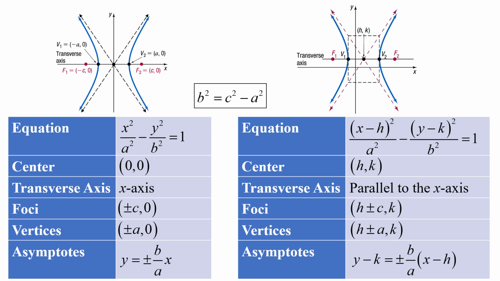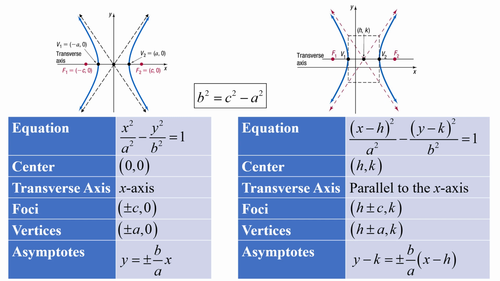On the left-hand side of this slide, we have the graph of the hyperbola x squared divided by a squared minus y squared divided by b squared equals 1, where b squared equals c squared minus a squared. And the center is at the origin. The transverse axis is the x-axis. And keep in mind that since the y squared term is subtracted in the general equation, and thus the x squared term is being added, this indicates the transverse axis is horizontal and coincides with the x-axis.